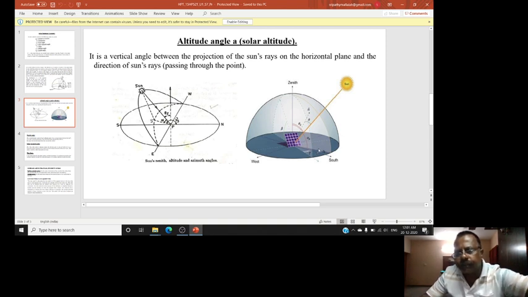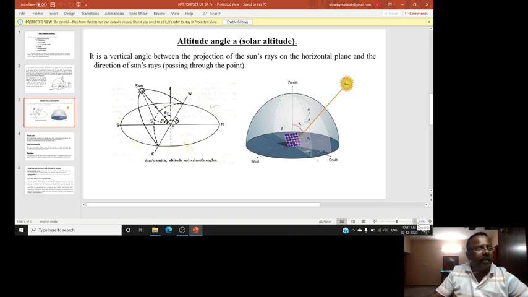Also, one more is the slope. It is nothing but beta. This one is beta, the slope. It is the angle made by the plane surface receiving the solar radiation with the horizontal. It is taken as positive for a surface sloping towards the south and negative for a surface sloping towards the north.